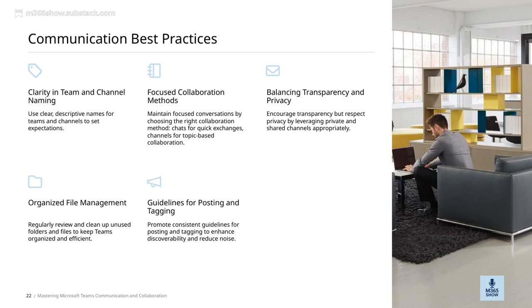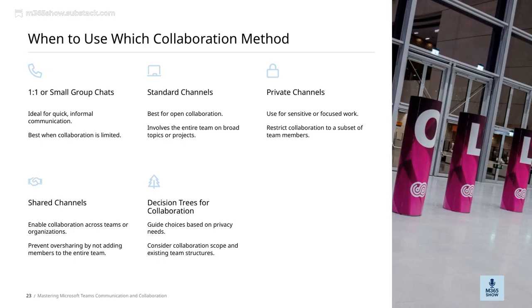All these practices tie back to our overall goal, creating a seamless, efficient, and respectful communication environment within teams. When deciding which collaboration method to use, it's important to consider the privacy needs of your project or team. Think about the scope of collaboration and how your existing team structures are set up. This helps you choose the most appropriate approach. Using decision trees can be very helpful. They guide you through enabling collaboration across different teams or organizations while preventing oversharing.